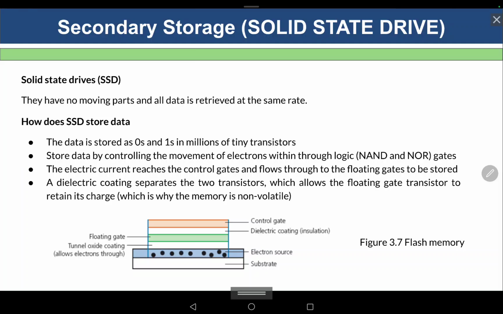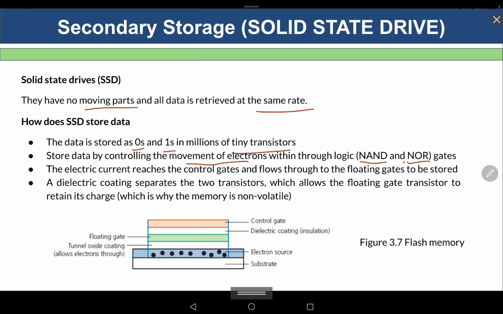Next up is solid state drive. So this storage device has no moving parts, and all data is retrieved at the same rate. So how does the SSD store data? First of all, the data is stored as zeros and ones in millions of tiny transistors. And the data is stored by controlling the movement of electrons through the logic gates, NAND or NOR gate.